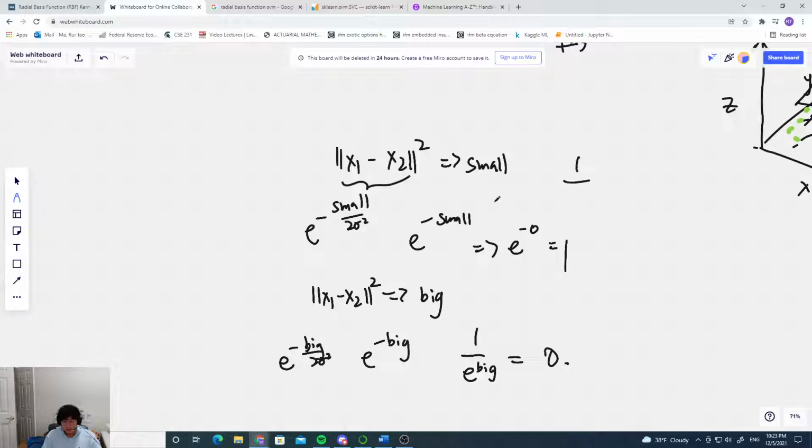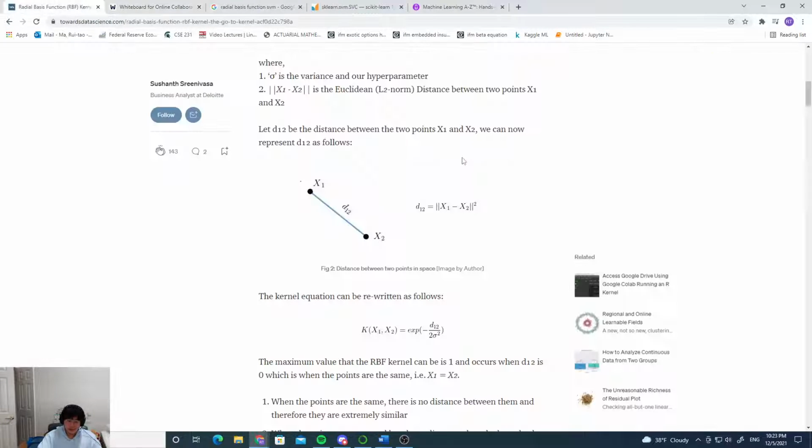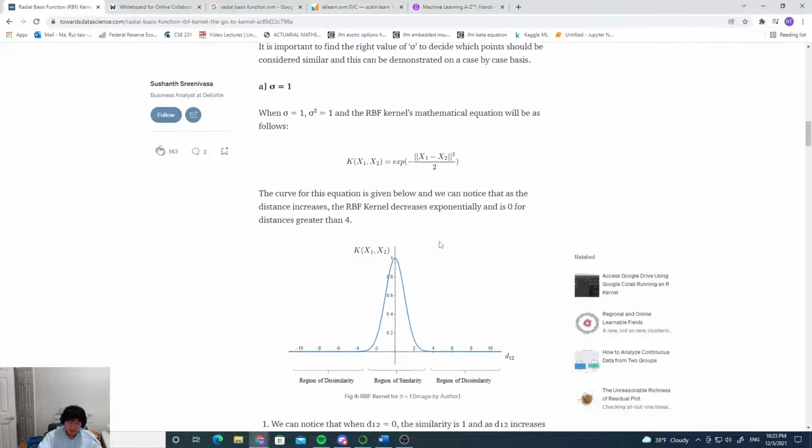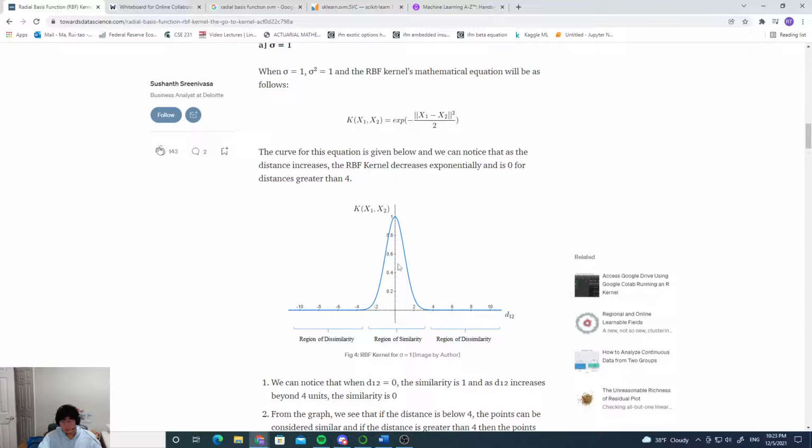Just like this right here, 1 over e to the something really small, we have, well, yeah, e to the negative 0, which is just 1. But anyways, where it's going to approach 0, that means that these two values are actually very far away from one another, and they're not similar at all. They're probably from two different categories.